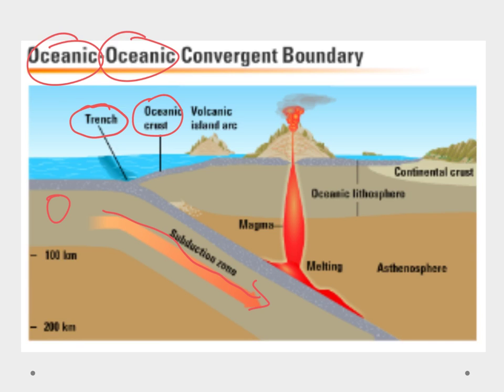Now notice that this plate over here has some oceanic crust to it, and then ultimately it also forms some continental here. So we can have both on the same plate. They don't have to be one or the other.